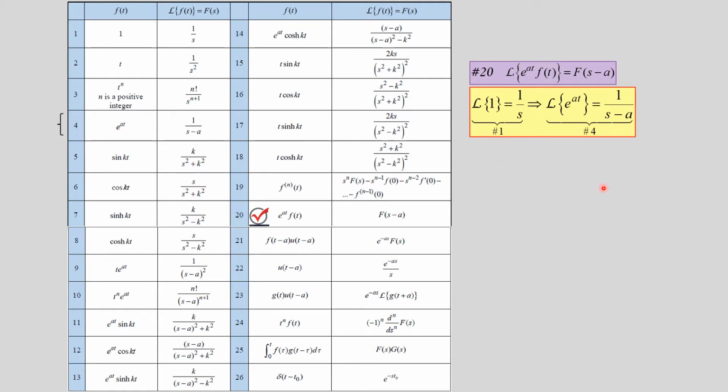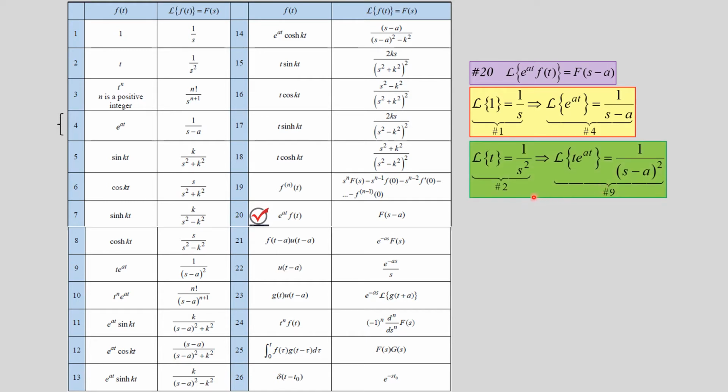Let's try another one. Look at formula number 2. The Laplace transform of t is equal to 1 over s squared.